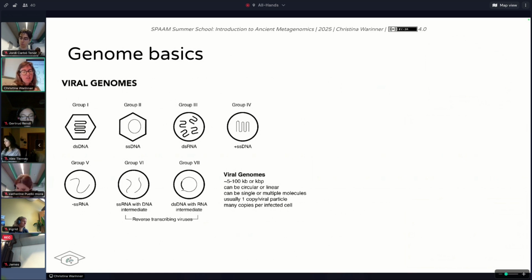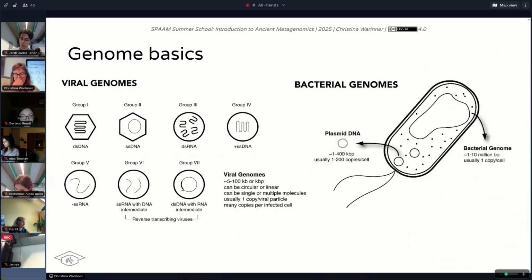They can be circular, they can be linear, they can be present in single copies or multiple copies. Most viruses will just have one copy per viral particle, but keep in mind that when a virus infects a cell, it's typically not one virus, but many, many viruses can infect one cell. All right. Then we have bacteria.